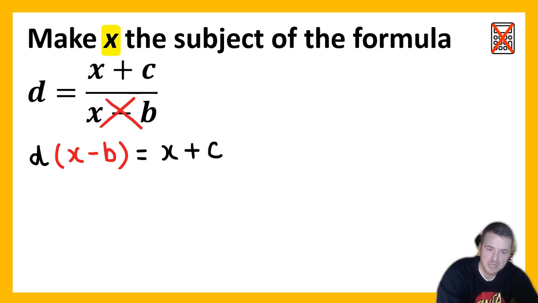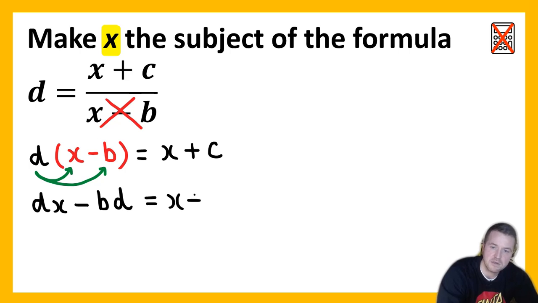It will help to expand the bracket so that I can identify all of the terms that involve x, giving me dx minus bd on the left hand side and x plus c on the right hand side. Isolating the terms that involve x, there's no quicker way of bringing these to the left hand side or the right hand side since I already have one on each side.